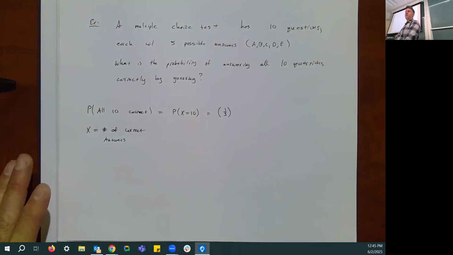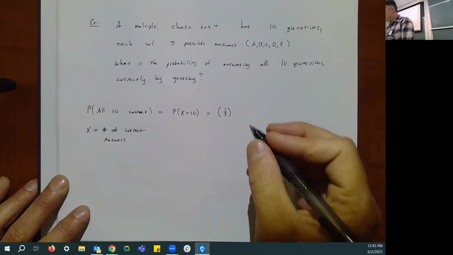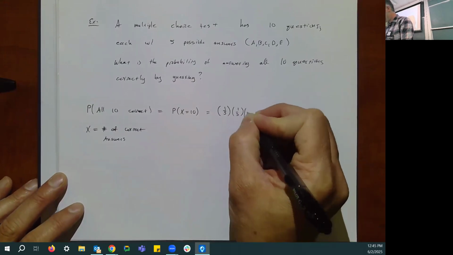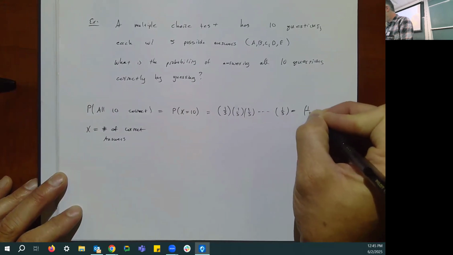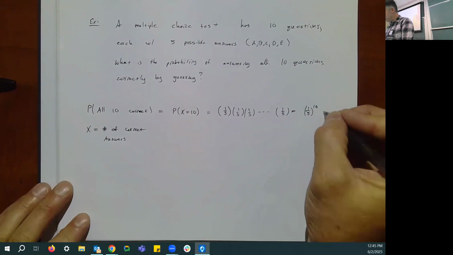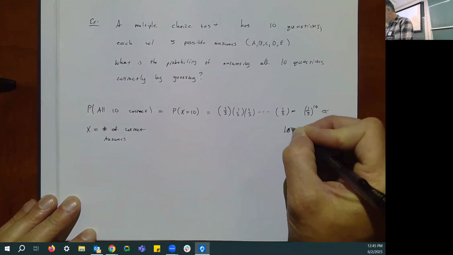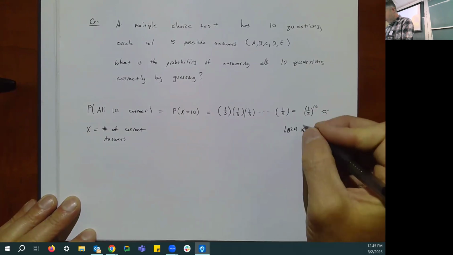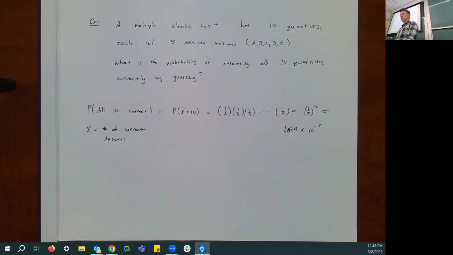What's the probability of getting the second one right? Does it matter what we did on the first one? Is each test question independent? Yes, they are, right? The probability of getting the first one right doesn't affect the probability of getting the second right if you're guessing. So it's going to be 1/5 times 1/5 times 1/5, 10 times, or more easily written as 1/5 to the 10th power, which is super duper small. It's like 1.024 times 10 to the -7th. So not very good odds of getting all 10 questions right if you're just guessing.